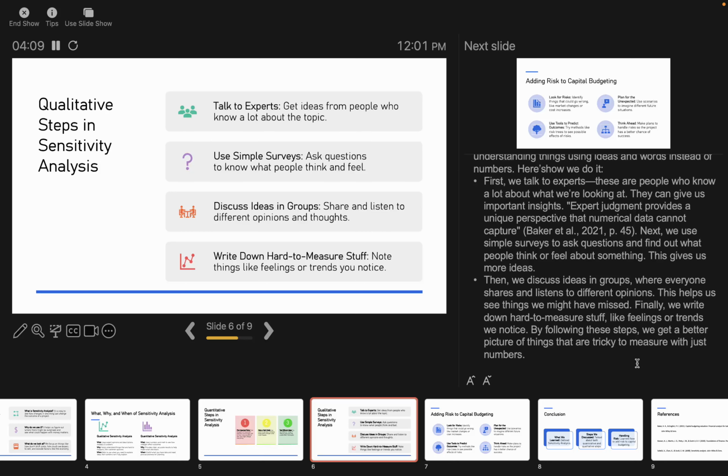Finally, we write down hard to measure stuff like feelings or trends we notice. By following these steps, we get a better picture of things that are tricky to measure with just numbers.